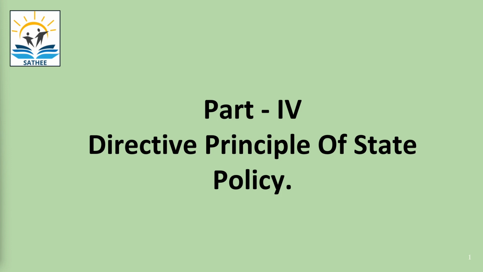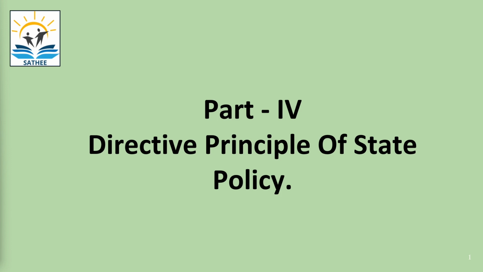We have studied in detail what exactly is the state, and what exactly is Article 13, which says that any law inconsistent with or derogating from fundamental rights will be considered null and void. We have discussed Article 14, which talks about equality. Then Article 15, which talks about discrimination on the basis of caste, creed, religion, and place of birth. Then we talked about promotion and employment under Article 16. Then we discussed Articles 17 and 18, which talk about untouchability and abolition of titles.